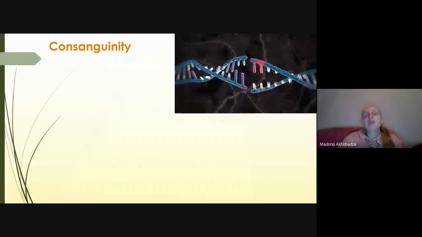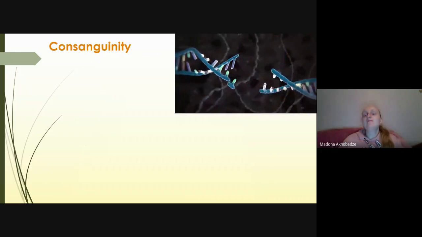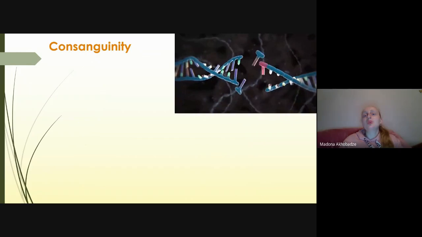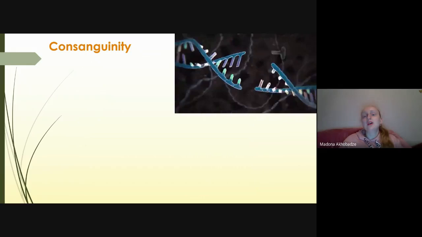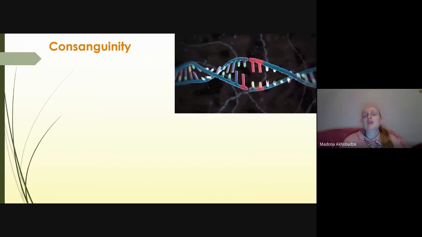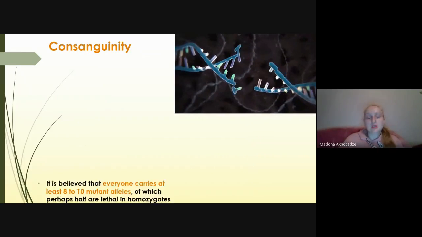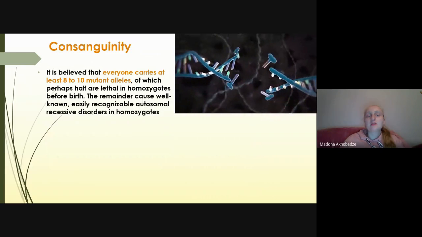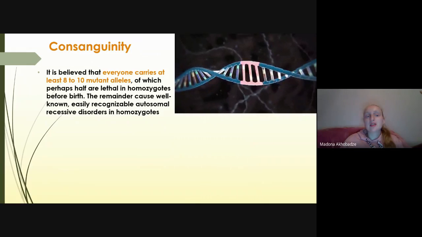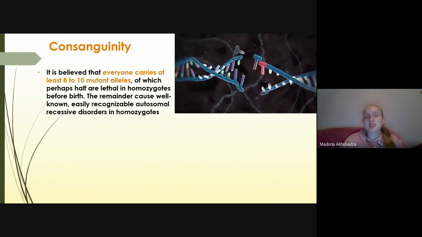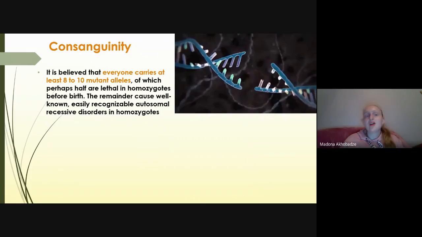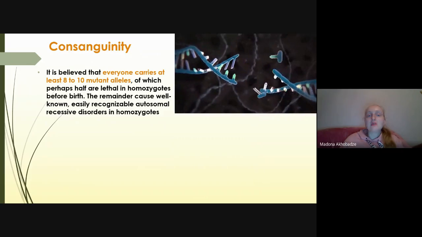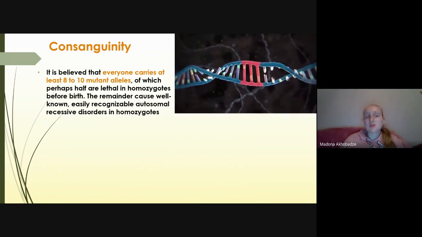Now let's talk about consanguinity. We said that if a couple has one or more common ancestors, they are said to be consanguineous. Okay, they're sharing their ancestors. It's believed that everyone carries at least 8 to 10 mutant alleles, of which perhaps half are lethal to the homozygous before birth. The remainder cause well-known, easily recognizable autosomal recessive disorders.